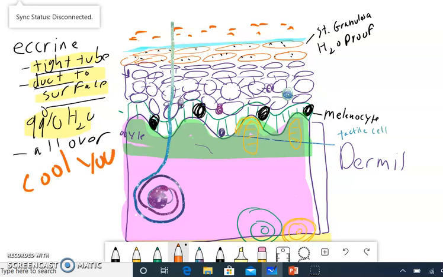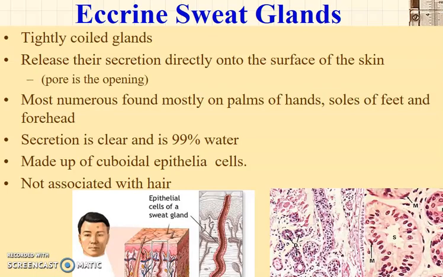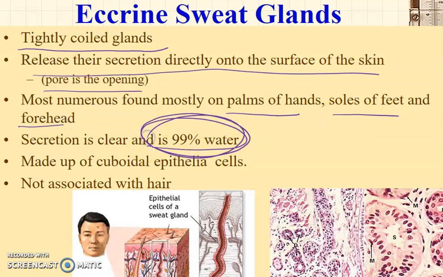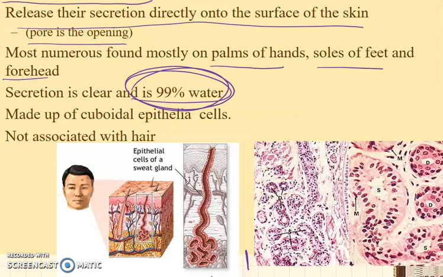And what sucks is, by missing our face-to-face lab, we're not going to be able to map our sweat glands. When we do, we find out we have a ton on our palms and our foreheads, and not very many on the back of the arm compared to those two places. So, the eccrine sweat glands are tightly coiled tubes. They release their secretions directly to the surface, so the pore is on the surface. They're most numerous in the palms, soles, so thick skin, and the forehead. The secretion is 99% water, and it's made up of cuboidal epithelium. And this is the only gland not associated with hair.